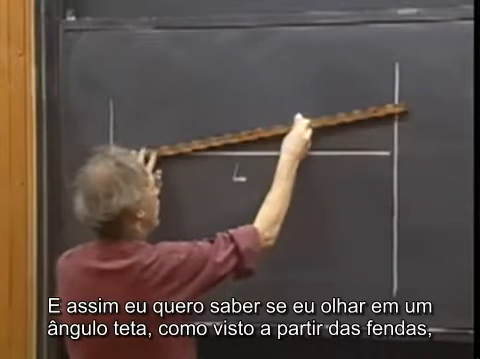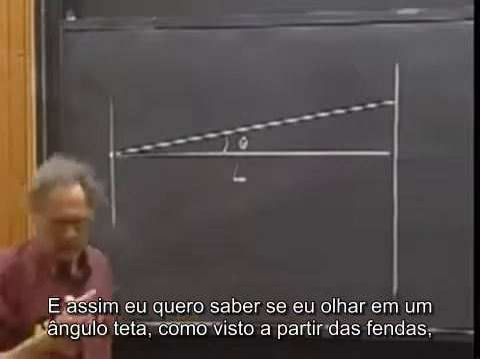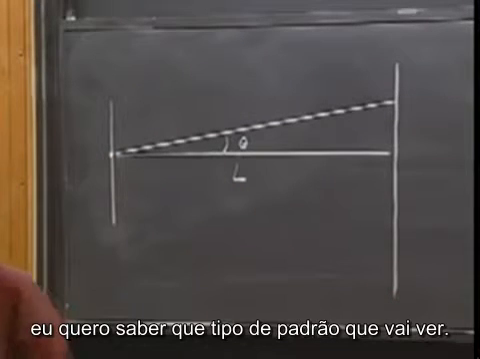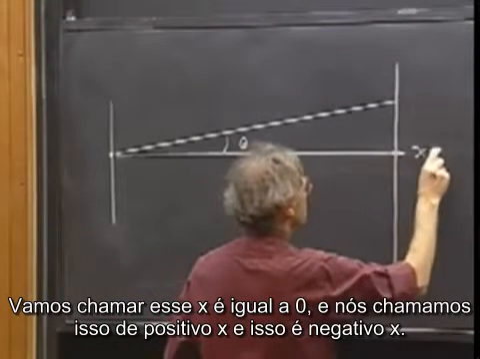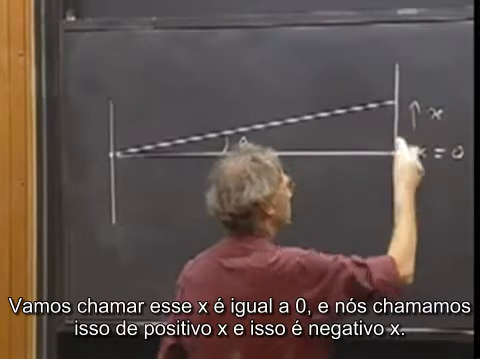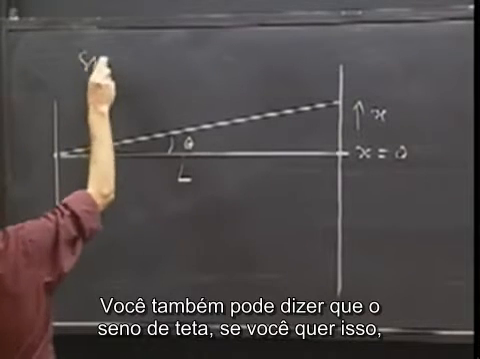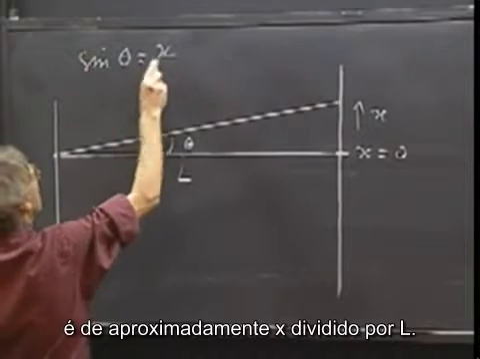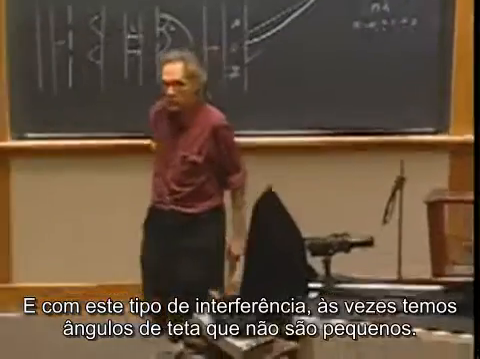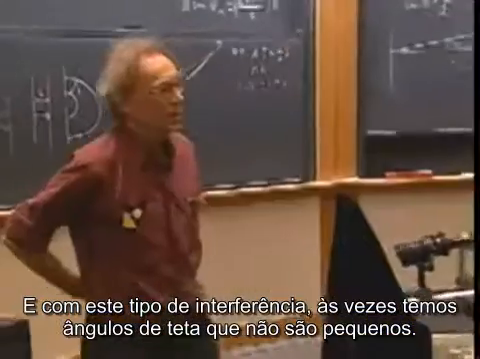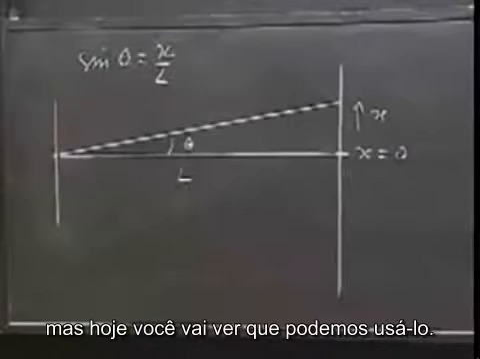And so I want to know, if I look under an angle theta, as seen from the slits, I want to know what kind of pattern I will see. Let's call this x equals 0. And we call this x, positive x, and that's negative x. You can also say that the sine of theta, if you want that, is approximately x divided by L, but that's only true for small angles of theta. And with this kind of interference, we sometimes have angles of theta which are not small at all. So I want to warn you that this is not something you can use universally, but today you will see that we can use it.